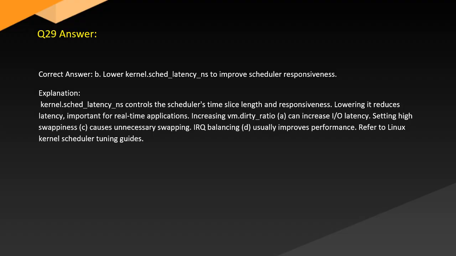Answer. Correct answer: B. Lower kernel.sched_latency_ns to improve scheduler responsiveness. Explanation. kernel.sched_latency_ns controls the scheduler's time slice length and responsiveness. Lowering it reduces latency, important for real-time applications. Increasing vm.dirty_ratio, option A, can increase I/O latency. Setting high swappiness, option C, causes unnecessary swapping. IRQ balancing, option D, usually improves performance. Refer to Linux kernel scheduler tuning guides.